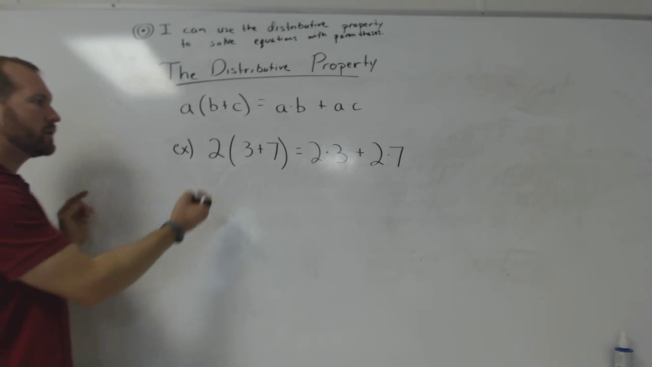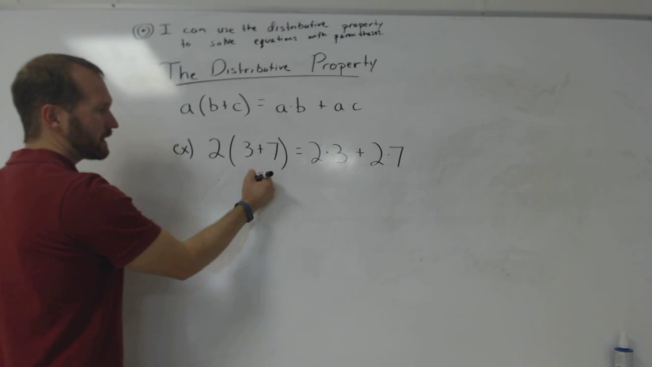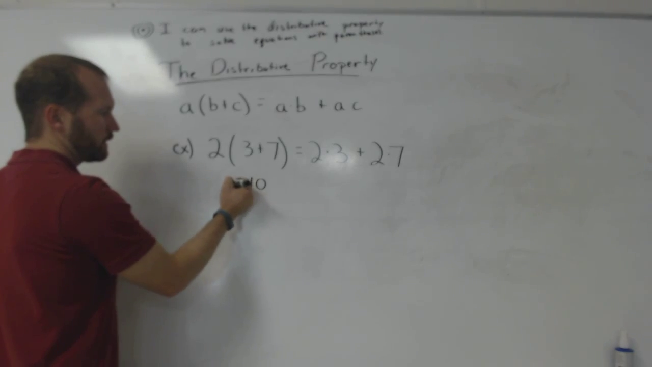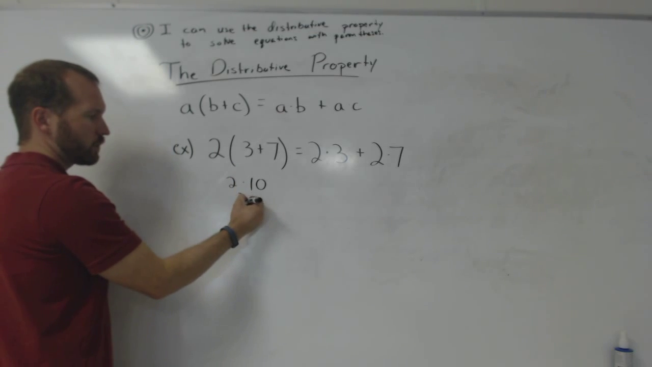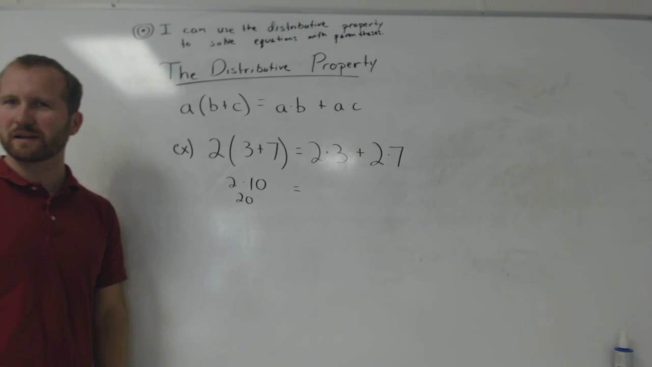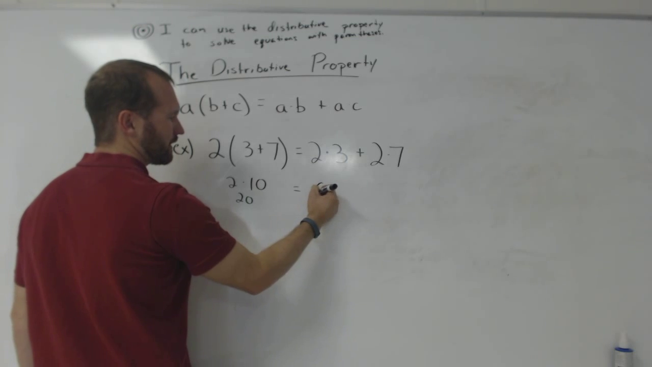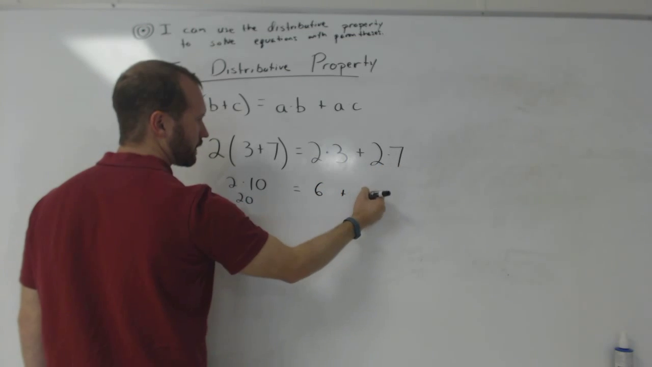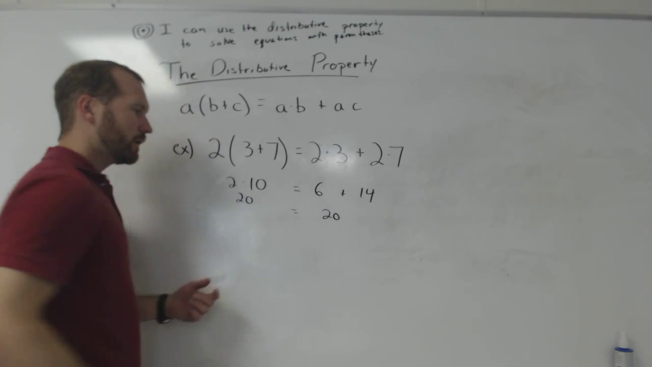Let's see. So 2 times (3 plus 7). Would you agree that 3 plus 7 is 10? So this says 2 times 10, which is 20. Can that really equal 2 times 3 plus 2 times 7? What is 2 times 3? 6. What is 2 times 7? 14. What is 6 plus 14? 20. See? Boom. They are equal.